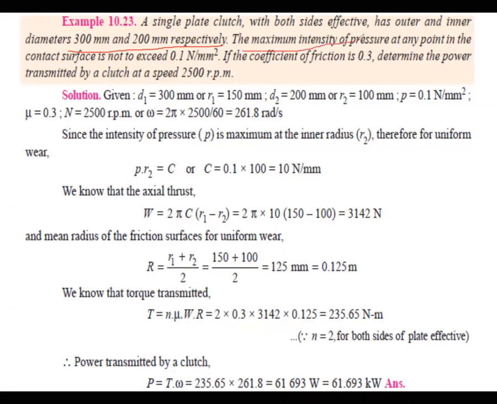So the maximum intensity of pressure at any point in the contact surface is not exceeded 0.1. So it is a uniform pressure condition. If the coefficient of friction is 0.3, determine the power transmitted by the clutch at speed of 2500 RPM. Right. So our determined value is what? Our determined factor is power. So first to write that determinant factor, that is called as a required data. So what is required data here? Power is a required data.